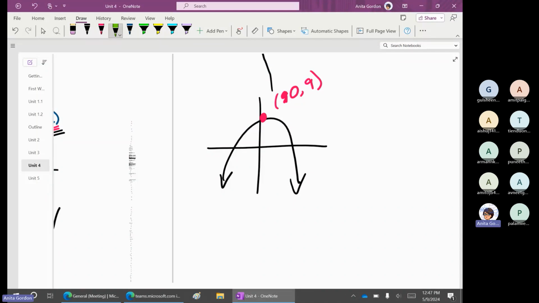Then when I take the square root, let's call this f of x. If I were to draw the square root of f of x, it would look like this. The zeros stay the same because the square root of 0 is 0. Where would the maximum be? What's the square root of 9? 3. Can you see how it's still a maximum?